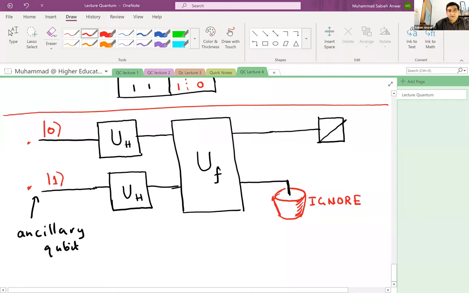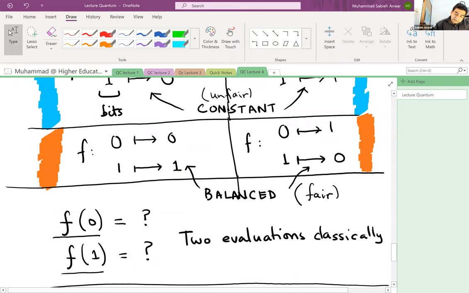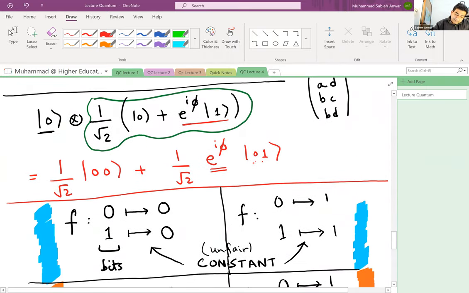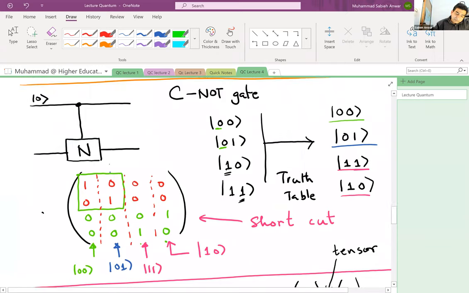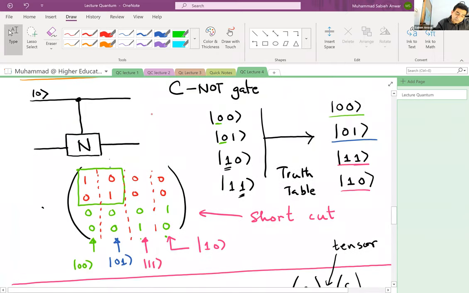I need to know what my initializations are. Then I have a Hadamard gate on the first qubit and a Hadamard gate on the second qubit. And then what I have is a controlled function evaluation. Remember the examples that we discussed earlier? We have a controlled, this is a controlled NOT gate. So I can represent this controlled NOT gate as a big black box, okay?